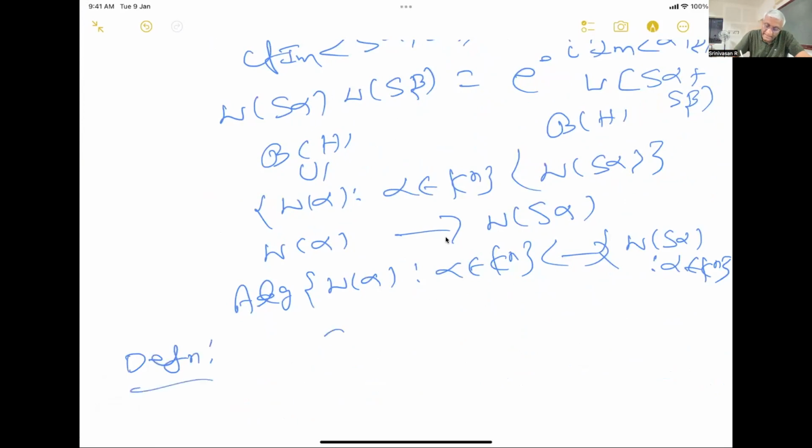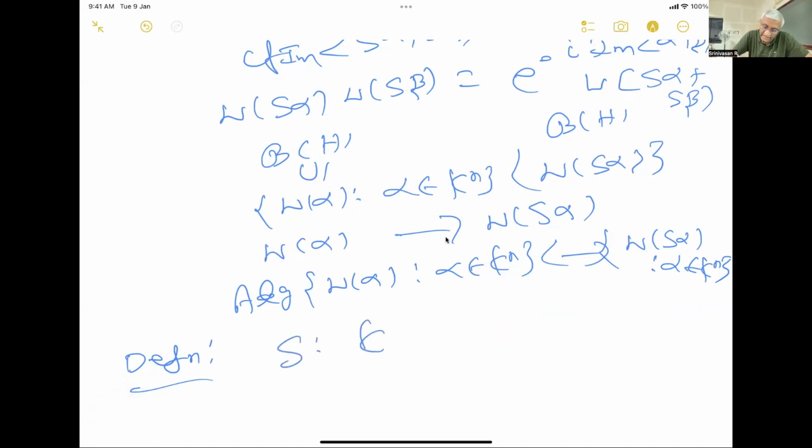S from Cn to Cn is invertible. We need not worry about continuity since it's Cn. But if it is infinite dimensional, you have to say it's continuous and the inverse is also continuous. Invertible. It's a linear map. It's a real linear map. Let me write it. It's not complex linear. It's only real linear.